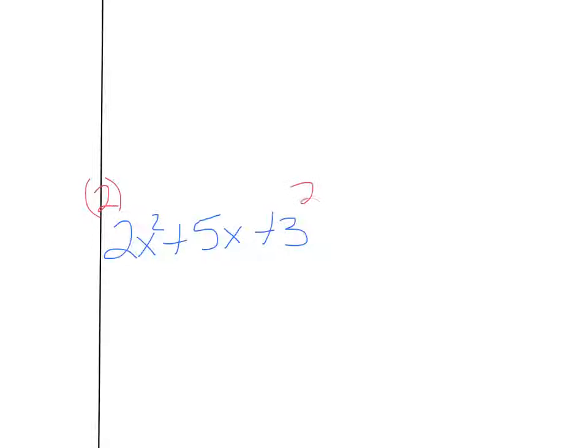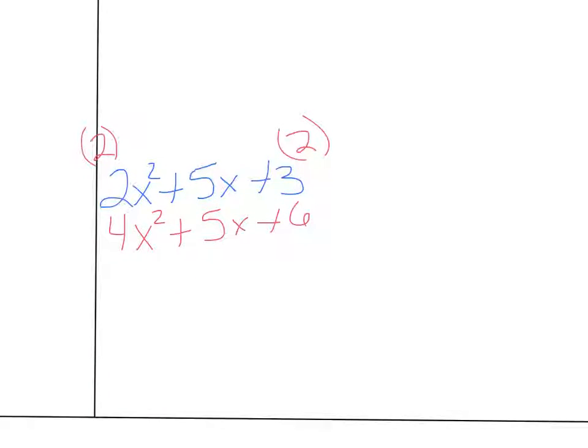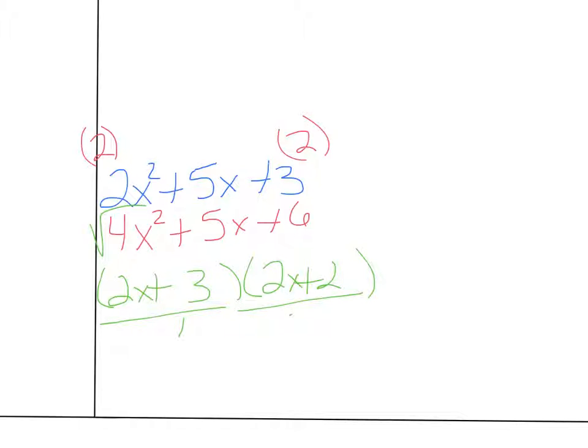Multiply the first and last terms by 2. That gives us 4x squared plus 5x plus 6. And then square root the first term. That would be 2x times 2x. Bring in your signs, plus and plus. Factors of 6 that add to make 5 are 3 and 2. And then divide by the GCF. So that leaves us with 2x plus 3 times x plus 1.